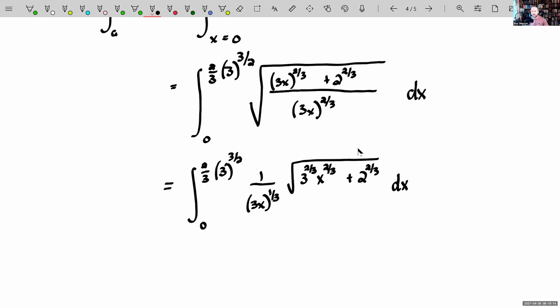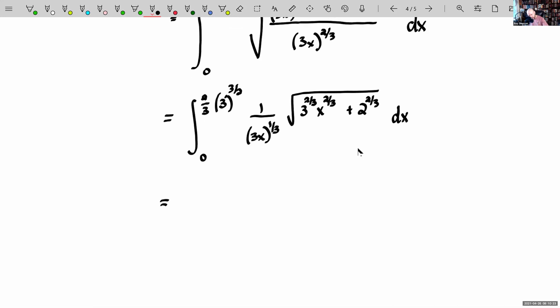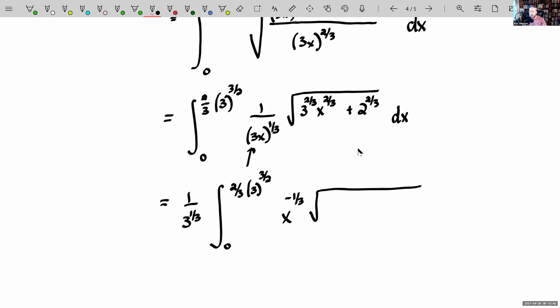Not much you can do there. However, this actually is workable. Believe it or not, this is not impossible. I will at least take that 3 to the 1/3 and I'll move that out front. And we're left with x to the negative 1/3. Or 1 over x to the 1/3, but trust me, it's easier to see this if you write it as x to the negative 1/3.